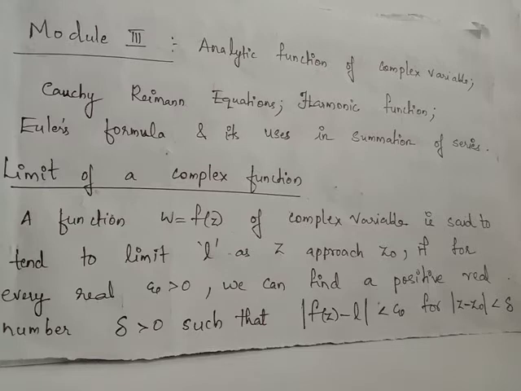Let us try to discuss the limit of a complex function. Suppose f of z is a complex function defined in terms of a complex variable z, and we represent f of z by w. Then we say that f of z approaches limit L when z approaches z0 if for every real number epsilon greater than 0 there is a positive real number delta greater than 0 such that modulus of f of z minus L is less than epsilon whenever modulus of z minus z0 is less than delta.